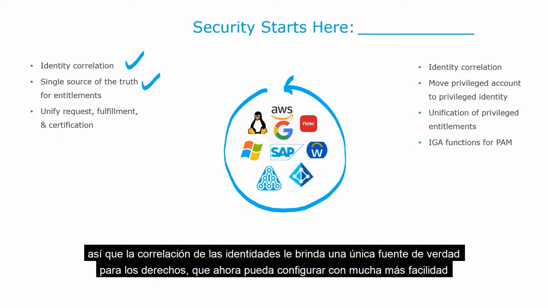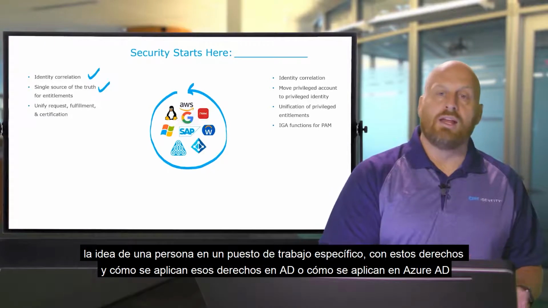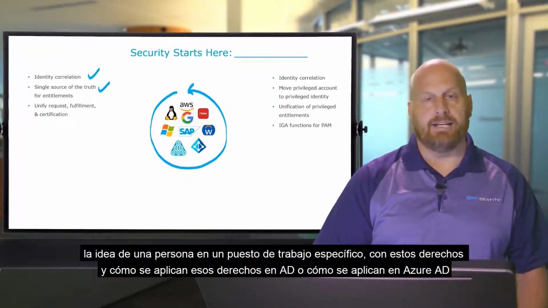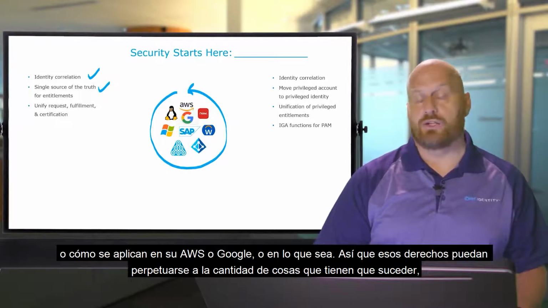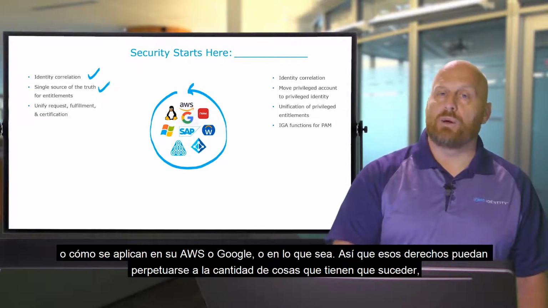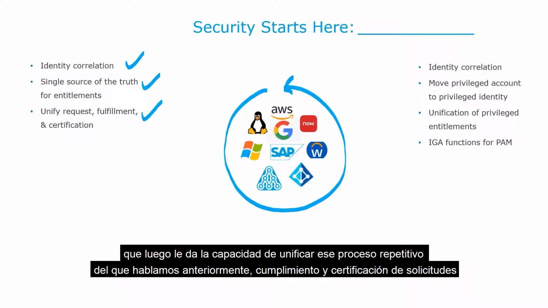You can now much more easily set up the idea of a person in a specific job role has these entitlements, and how do those entitlements apply in AD, or how do they apply in Azure AD, how do they apply in AWS or Google or whatever. So those entitlements can be perpetuated out to the number of things that have to happen. That then gives you the ability to unify that repetitive process we talked about earlier of request, fulfillment, and certification.